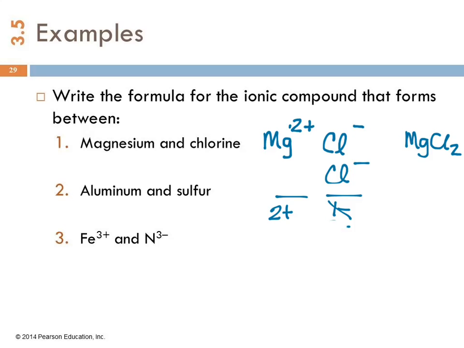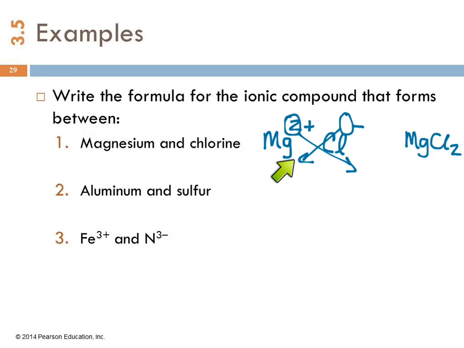So that's another way. And then there's the crisscross, which is usually a student's favorite. You can get in trouble with the crisscross. So crisscross, you look and you make sure that these are not the same number. And if they're not the same number, this becomes the subscript over here, and that becomes the subscript over there. This is an unwritten 1. It becomes an unwritten 1 down there. This is a 2, and that becomes a 2, and we get MgCl2.